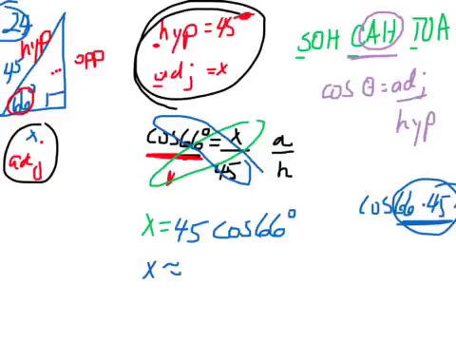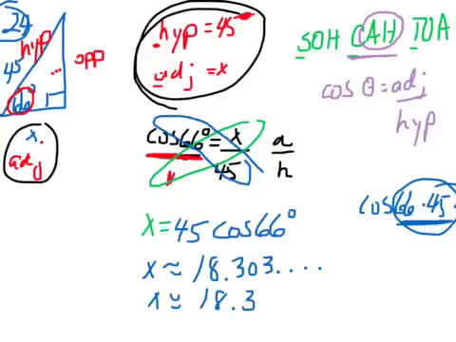I'm going to multiply this out, so I'll turn the video off for a minute when I put that in the calculator. I got like 18.303, if I'm reading that right from here. So if I'm rounding to the nearest tenth, that would be about 18.3. My missing side is about 18.3.